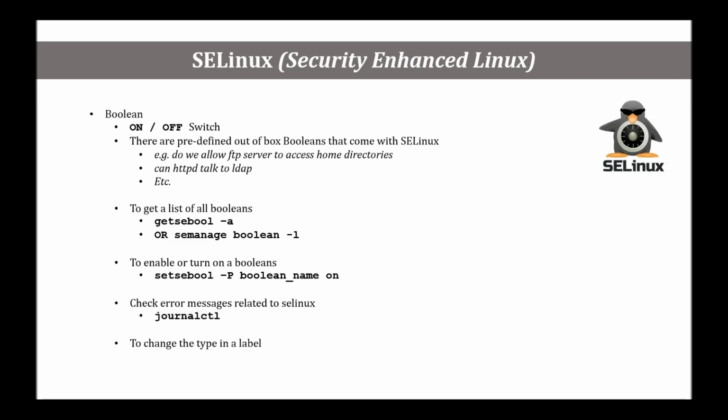To change the type in a label, you could run chcon -t httpd_sys_content_t and the file name. If it's a system file, you'd give that label. If it's a home directory, you give that home directory label. You could also run the command semanage fcontext -t httpd_sys_content_t and the file name. So these are the two commands that you could run to change the labeling of SELinux.